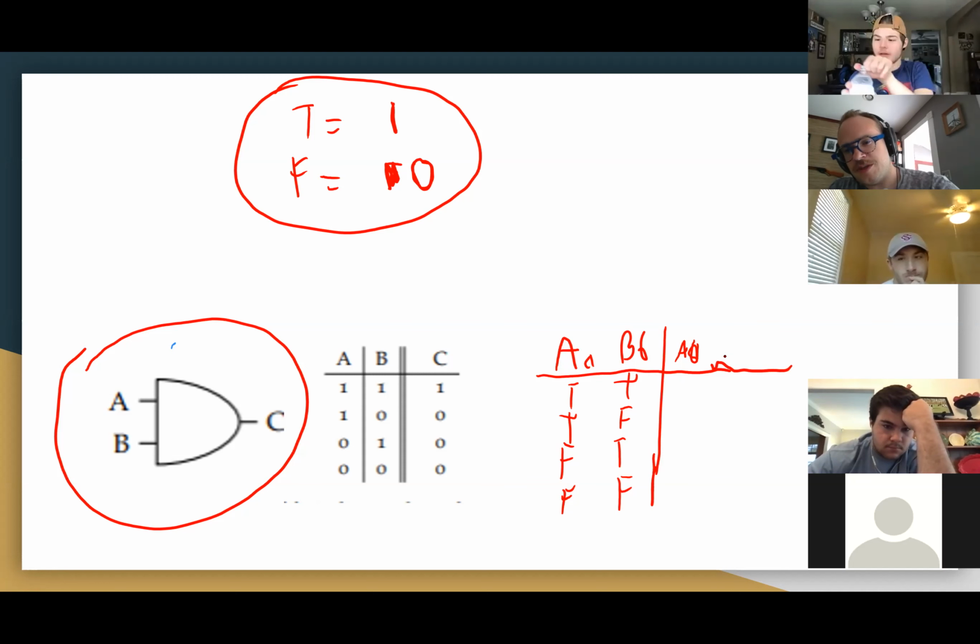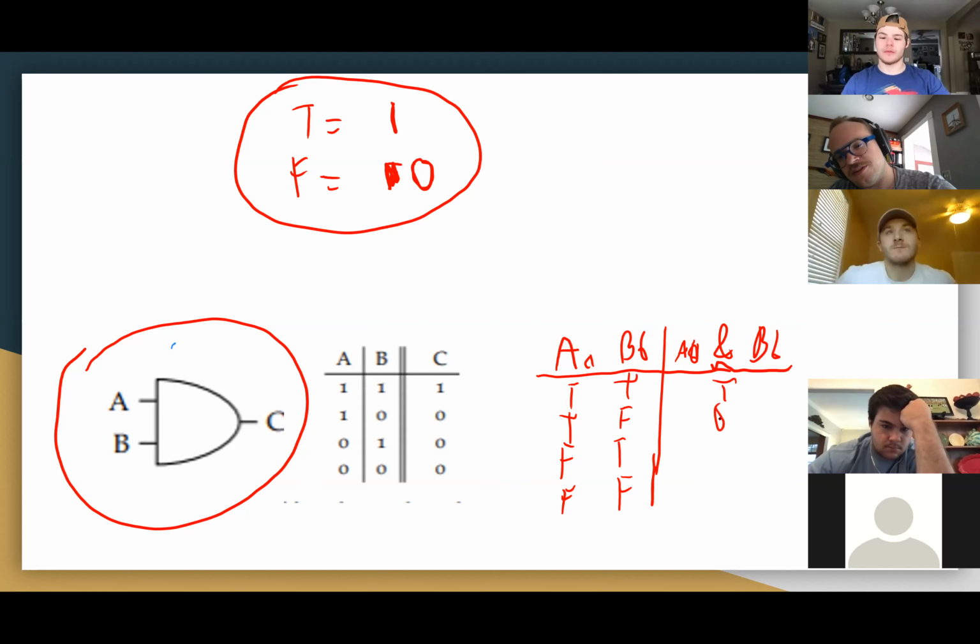So if I was going to make this into a well-formed formula for TFL, it would look like a conjunction, as Reese says. So we've got true, false, false, false.